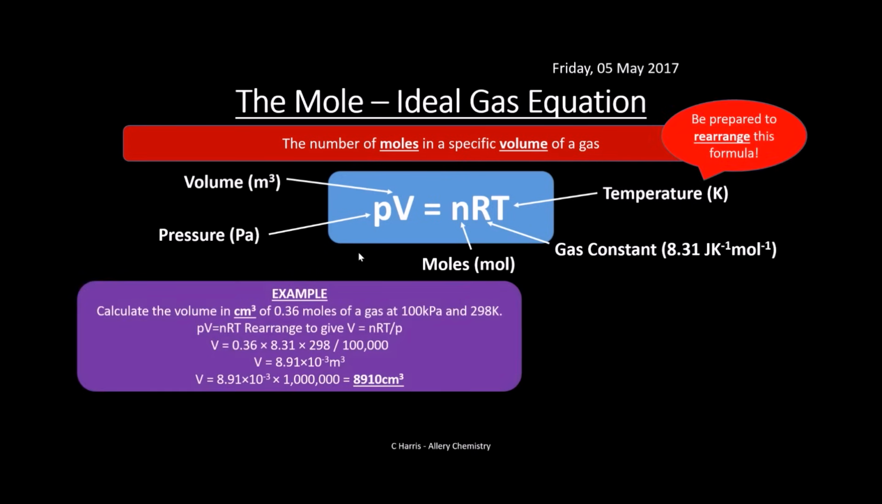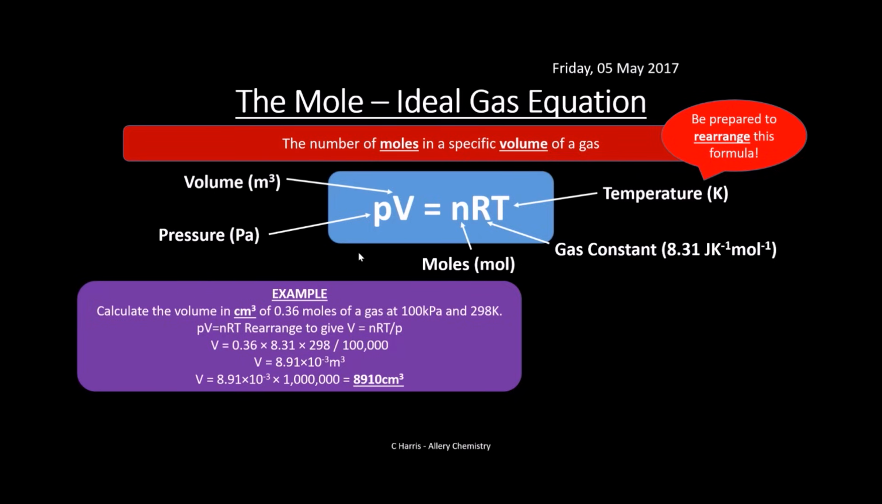Okay, so let's look at an example. Calculate the volume in centimeters cubed of 0.36 moles of a gas at 100 kilopascals and 298 Kelvin. So, first thing, write out your equation. You get a mark for this. Then rearrange it. PV equals nRT, and you rearrange this to give V equals nRT over P. Make sure you're familiar with rearranging.